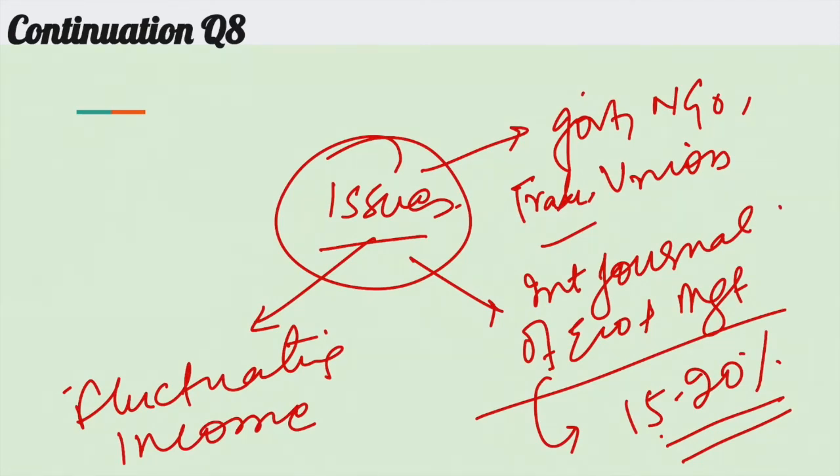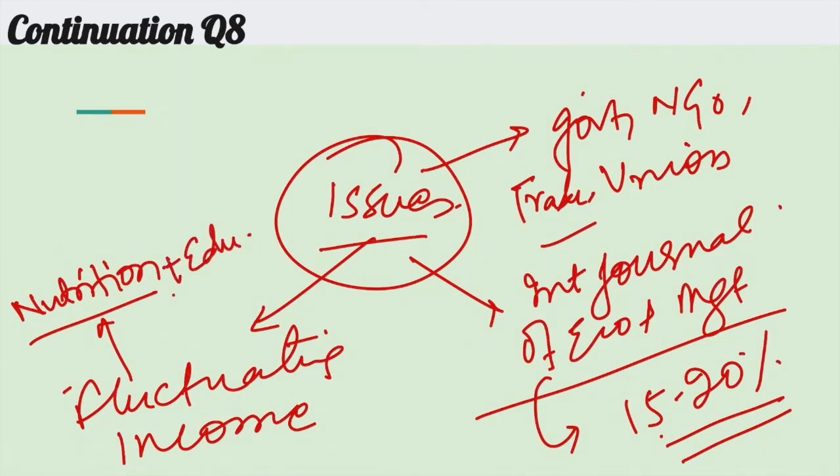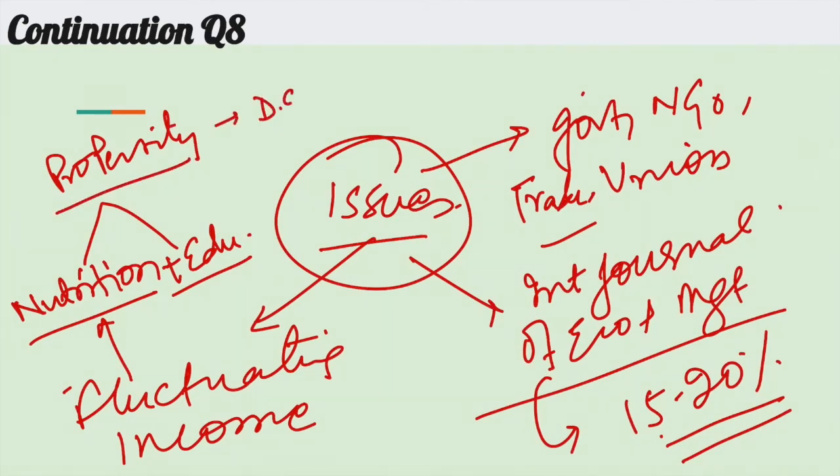Then another issue is fluctuating income. Now it depends upon your smartness how you link the fluctuating income to a multidimensional issue. For example, I can talk about how, whenever there is a fluctuating income, they cannot spend on nutritious items, because they will have to use that income for basic needs. They cannot invest that amount in the education of their children. If they are not giving proper education and health to the children, then it will basically impact the prosperity of the nation.